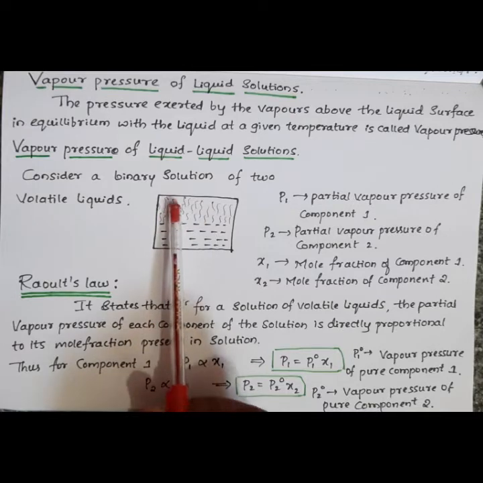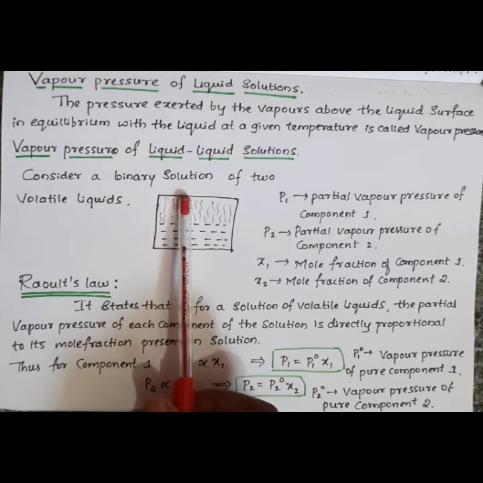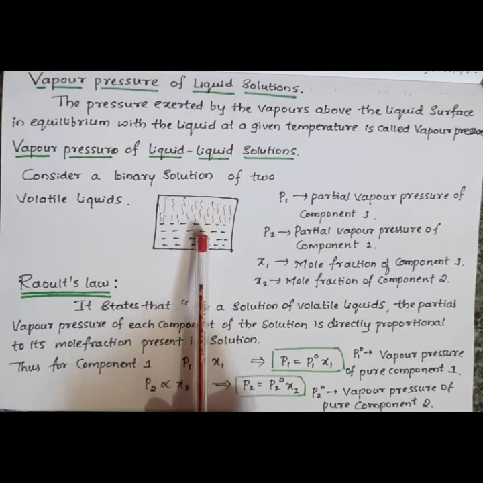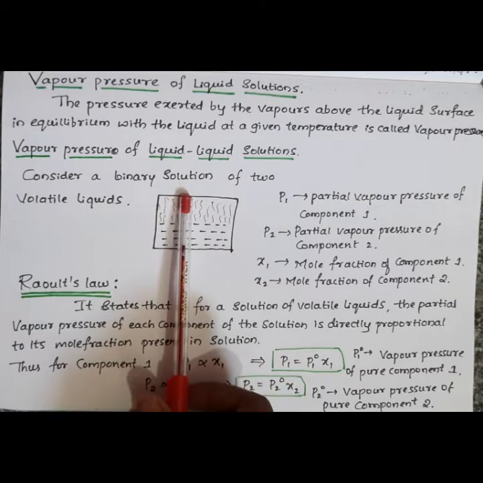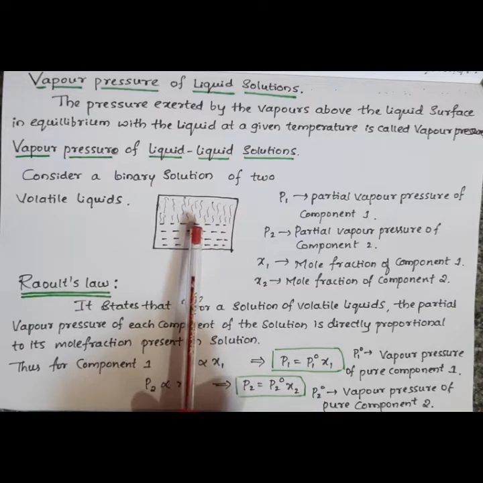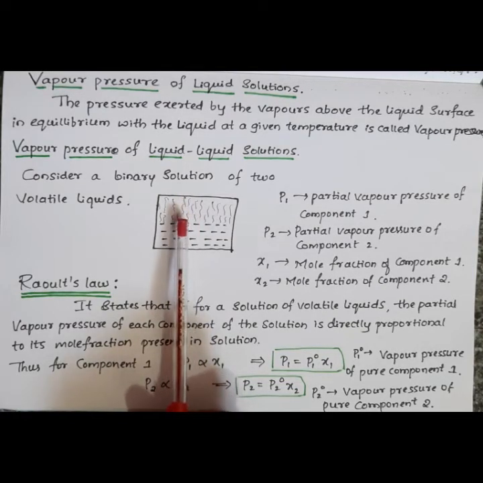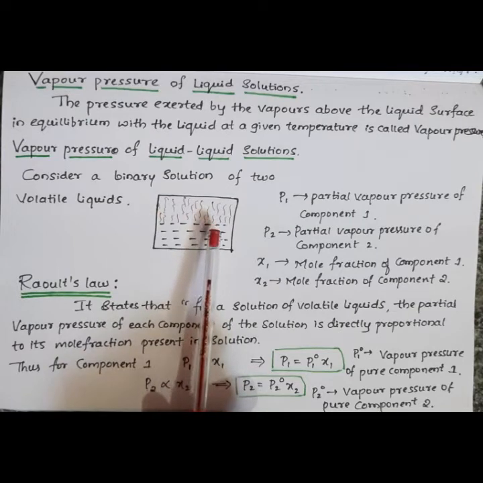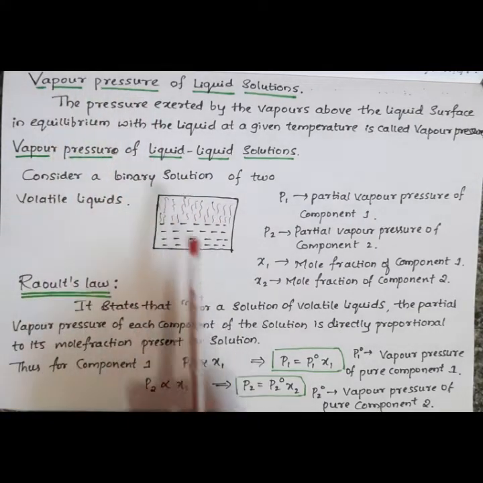It means as many vapors are produced, the same amount of vapors get condensed and converted into liquid. That is, the rate of evaporation is equal to the rate of condensation. At that condition it is said to be in equilibrium, and when equilibrium is reached, the pressure exerted by these vapors produced is considered as vapor pressure.